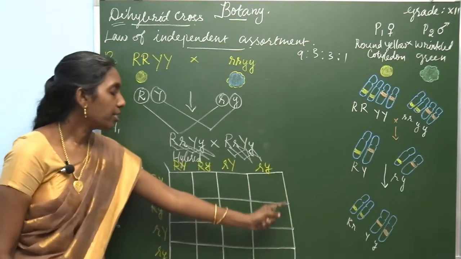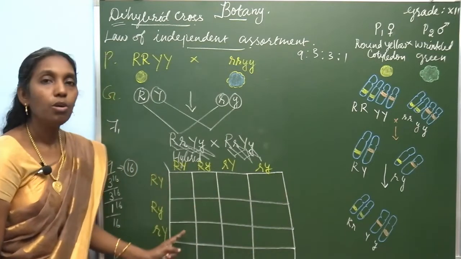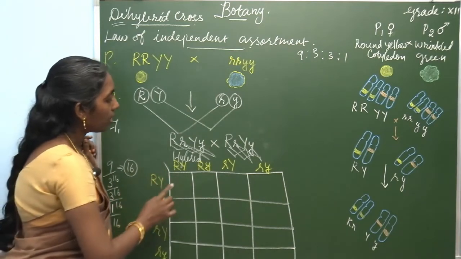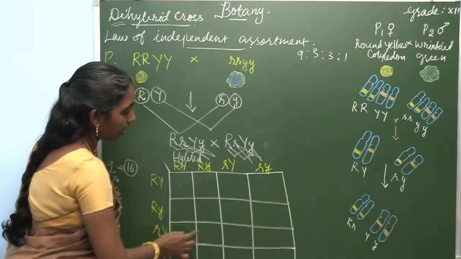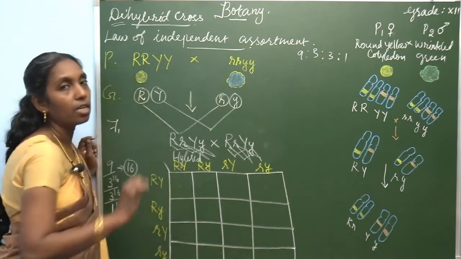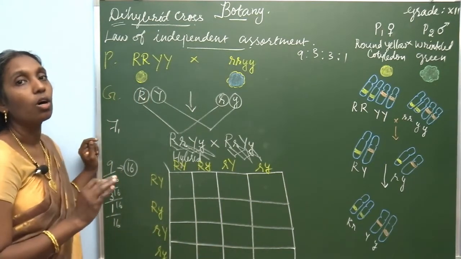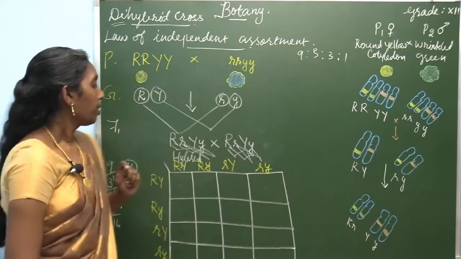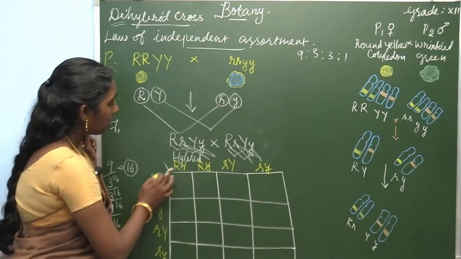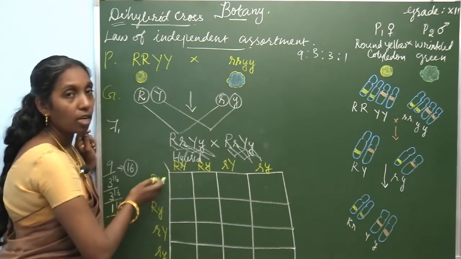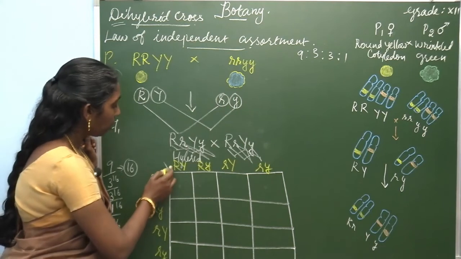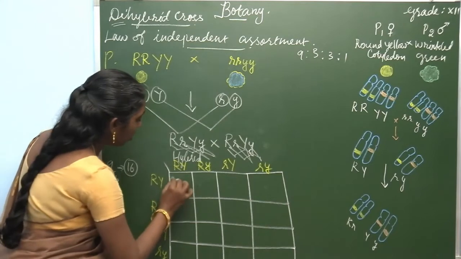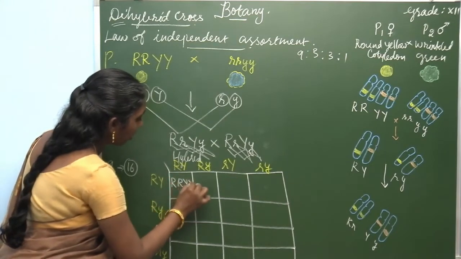Now, when you write it in this way, it's very easy to take out the combinations. So it produces 16: 1, 2, 3, 4, 5, 6, 7, 8, 9, 10, 11, 12, 13, 14, 15, 16. The 16 individuals are combined together in the ratio 9:3:3:1. Let's write the possible gametes combinations: capital R, capital R, capital Y, capital Y. Let's fill here: capital R, capital R, capital Y, capital Y.